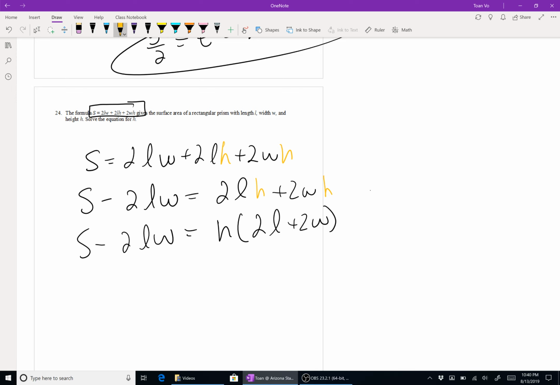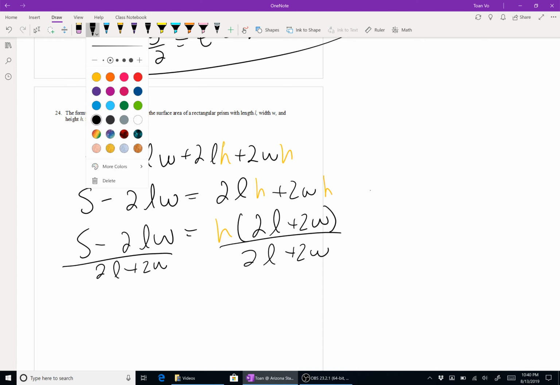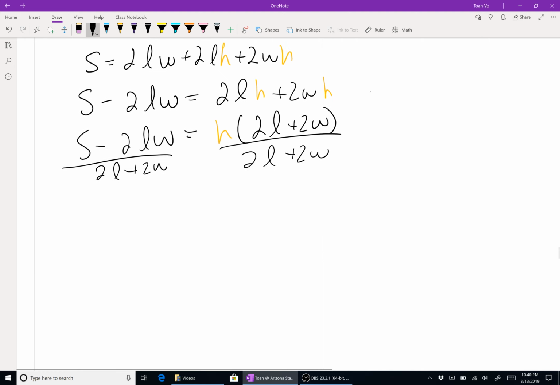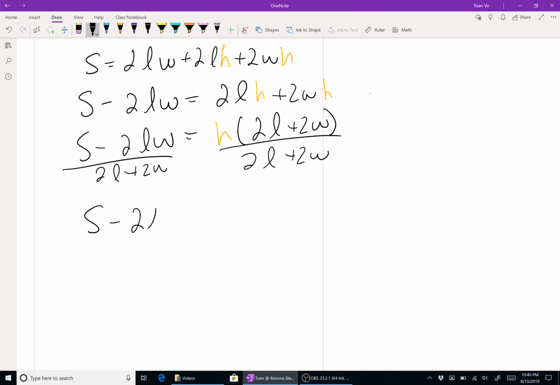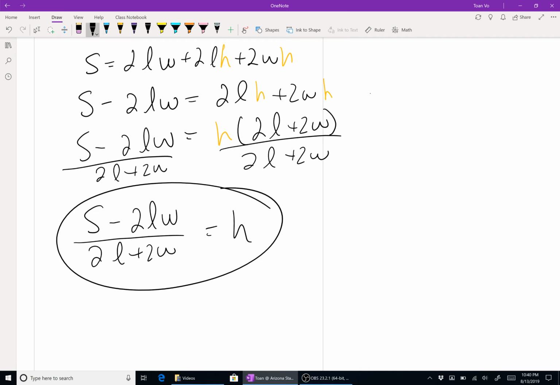And then notice when we do that, we have one term of h now. This is the h that I want, which means this stuff here I want to get rid of. Well, that parenthesis is trying to multiply, so to get rid of it, we will divide. That's all you had to do for number 24. And that is the solution. Because there's no like terms, just leave it separate. S minus 2LW over 2L plus 2W is the h by itself, as we want.